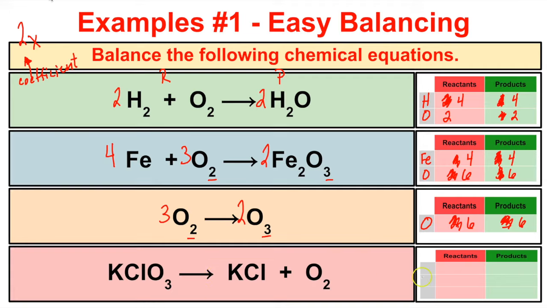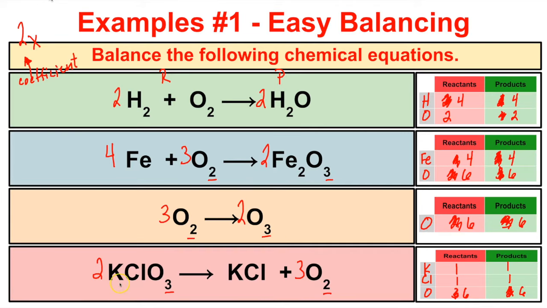Let's take a look at this example. In this example, we have potassium, we have chlorine, and we have oxygen. And as it sits right now, we have 1 potassium on the reactant side, 1 on the product side, 1 chlorine on the reactant side, 1 on the product side, and we have 3 oxygens here on the reactant side and 2 on the product side. So if we take a look at these oxygens, once again, what is the lowest common multiple of 3 and 2? Well, that is going to be a 6. So if I put a 3 right here, I end up with 3 times 2 is 6 oxygens. And if I put a 2 right here, 2 times 3 is 6 oxygens. So they are now balanced.